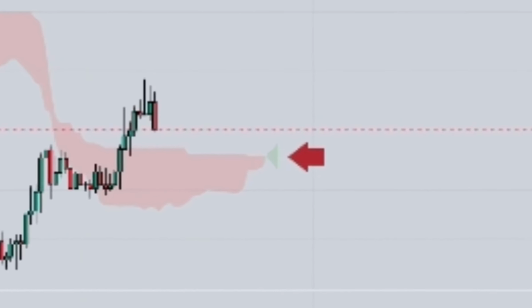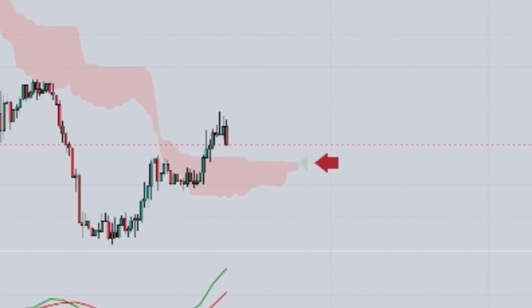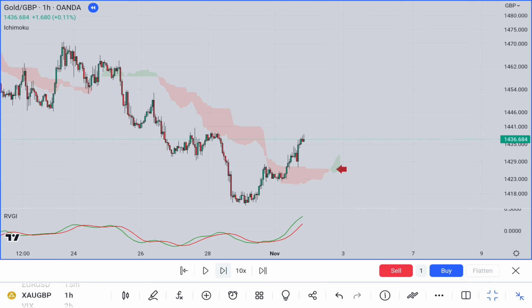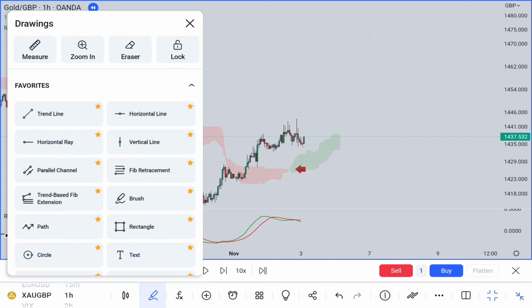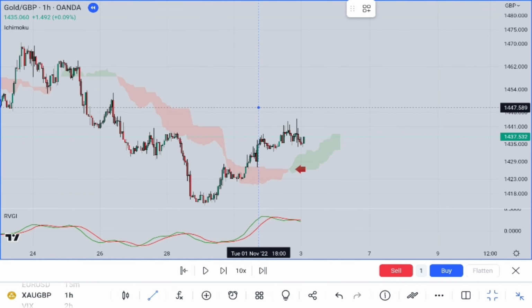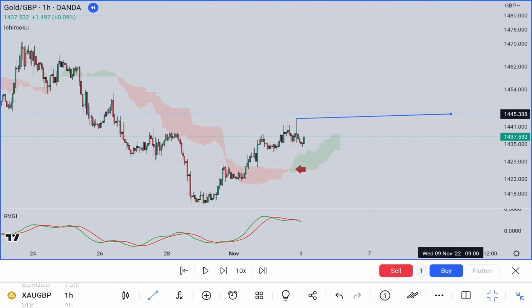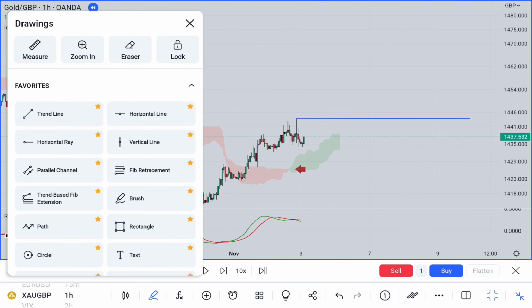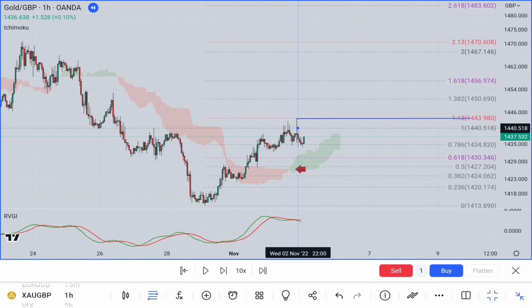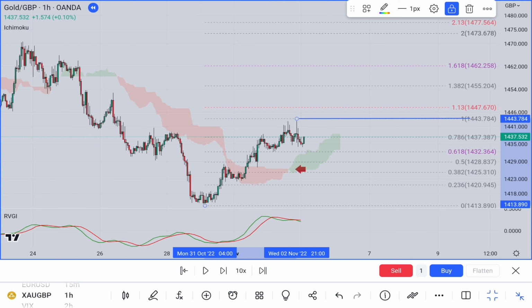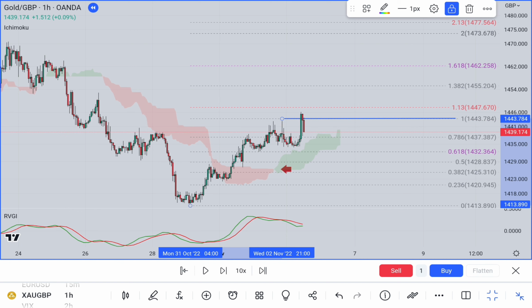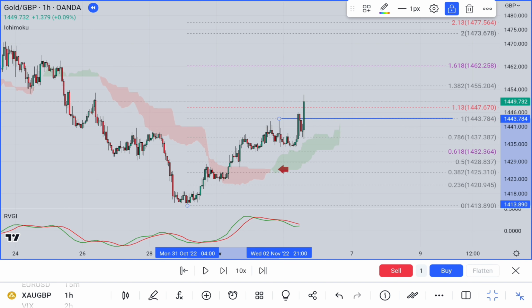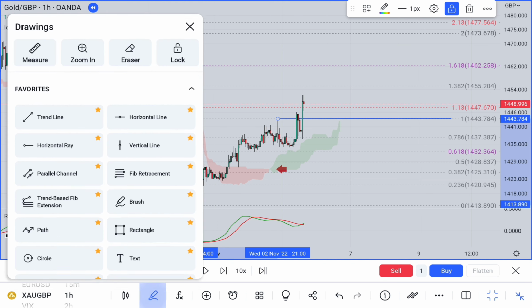Ichimoku cloud appeared green. Price made a retracement towards the green cloud. We will draw a resistance line at the highest point. We also draw the Fibonacci tool from the bottom to the top. This time, since we will enter the trade after the resistance line is broken, our target will be the Fibonacci 2.618 level. Entering the trade after the break of the resistance line is generally preferred by professionals because it provides a final confirmation.